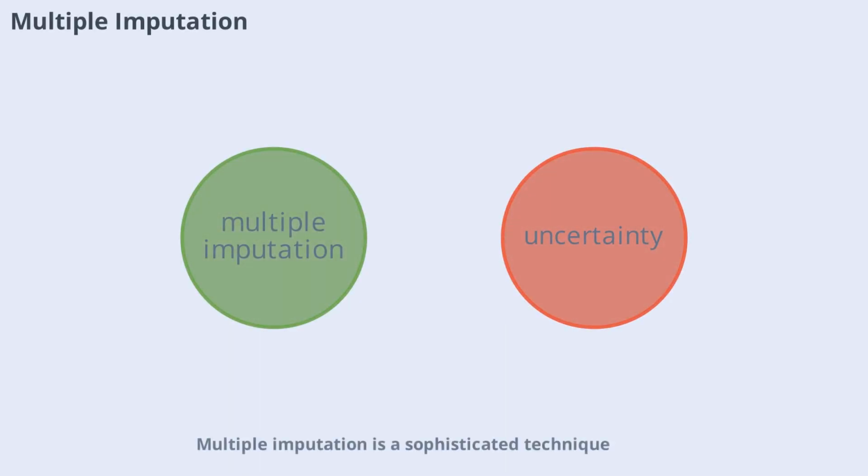Multiple imputation is a sophisticated technique that creates several different imputed datasets, analyzes each one, and then combines the results. This approach accounts for the uncertainty of missing data and provides more accurate estimates. Multiple imputation is widely used in research and is considered one of the best practices for handling missing data, especially when the missingness is not completely random.